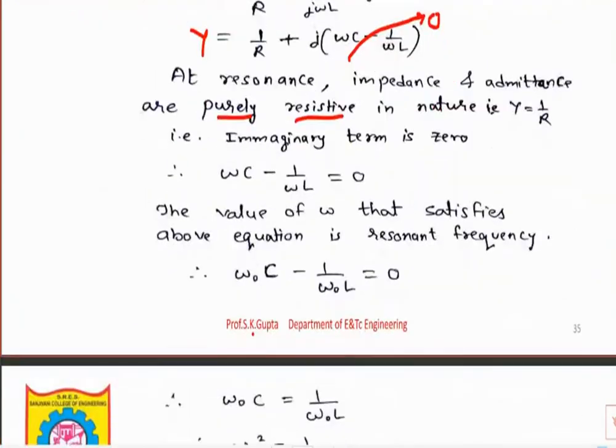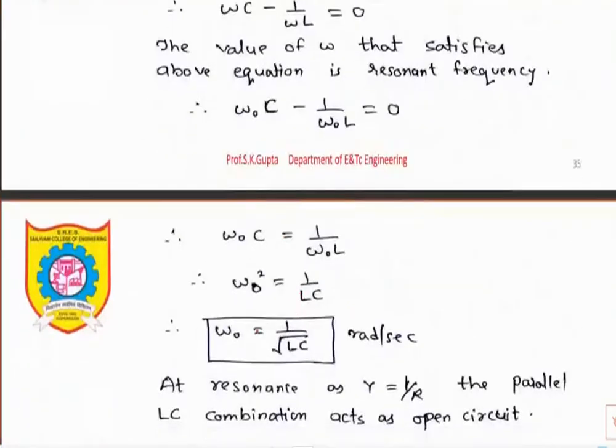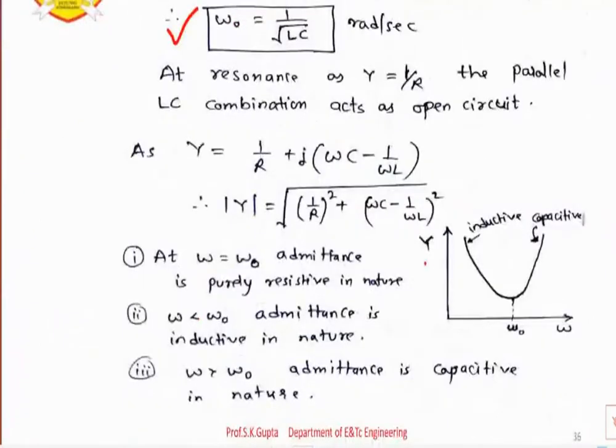So once we have equated that term equal to 0, we got the resonant frequency as 1 upon under root LC, radian per second. Then we have plotted a graph of admittance versus frequency. At resonant frequency, admittance is minimum. Before resonant frequency, the admittance is inductive in nature. Above resonant frequency, the admittance is capacitive in nature. And at resonance, we are having minimum admittance. Why minimum?